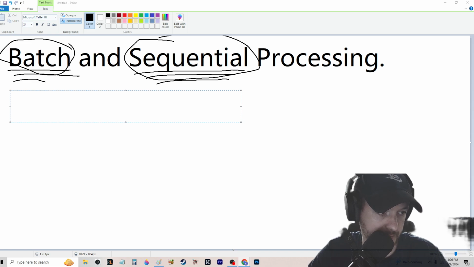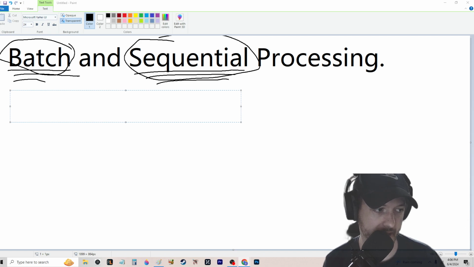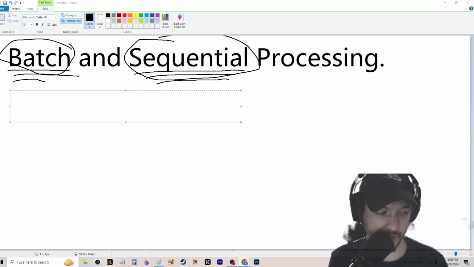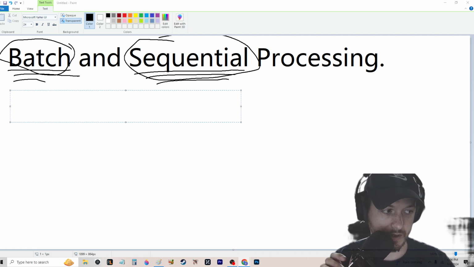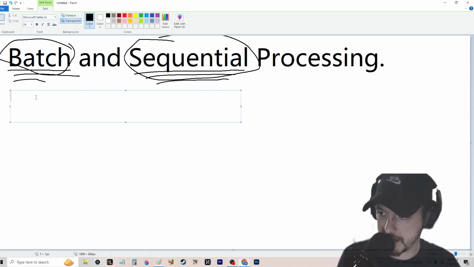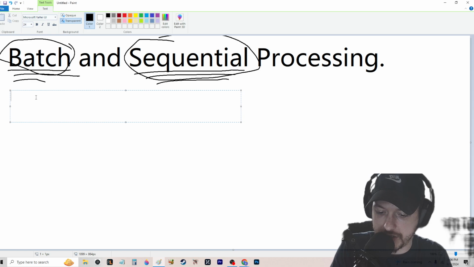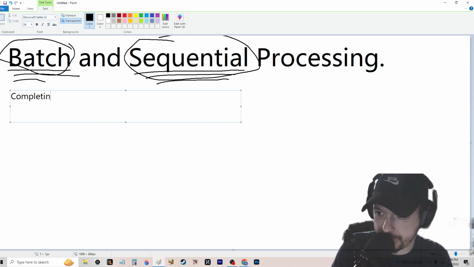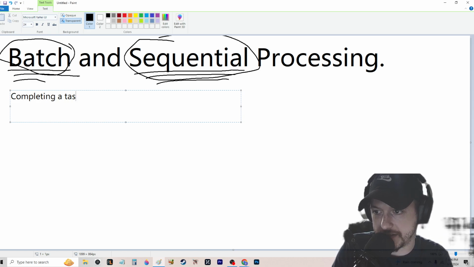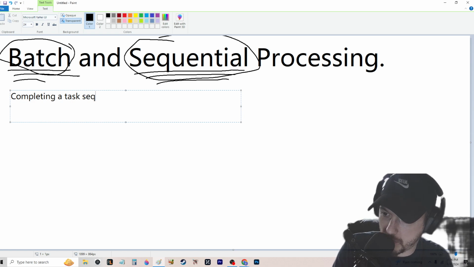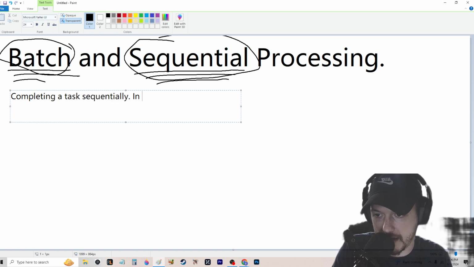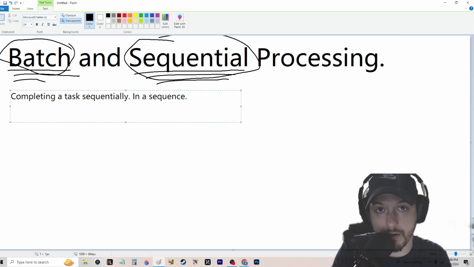So for sequential processing, in computing, sequential processing involves executing one task at a time in a linear order. This approach is simple and ensures that each task is fully completed before moving on to the next, but it can be slower if the tasks are not optimized for sequential execution. So essentially, it's just completing a task sequentially in a sequence. I know, mind-blowing, right?